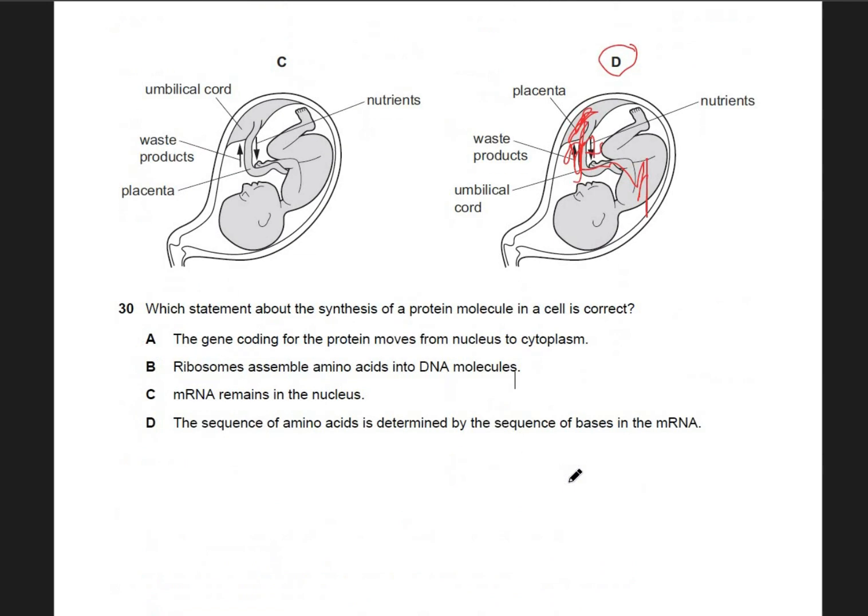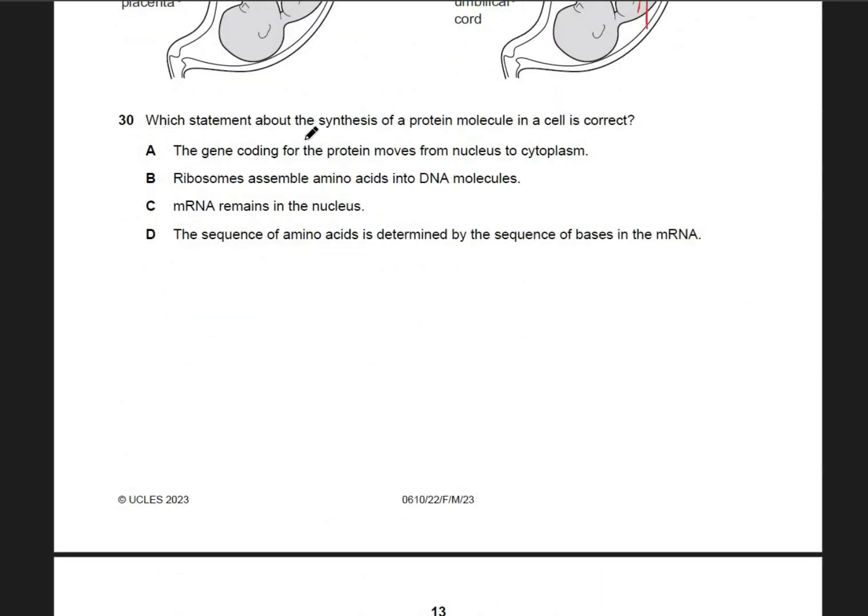All right. Question number 30, which says, which statement about the synthesis of a protein molecule in a cell is correct? Option A says the gene coding for the protein moves from nucleus to the cytoplasm, not the gene. It is the mRNA that moves from the nucleus to cytoplasm. This is wrong. Option B says ribosomes assemble amino acids into the DNA molecule. This is wrong. Ribosomes assemble amino acids into the polypeptide chain.